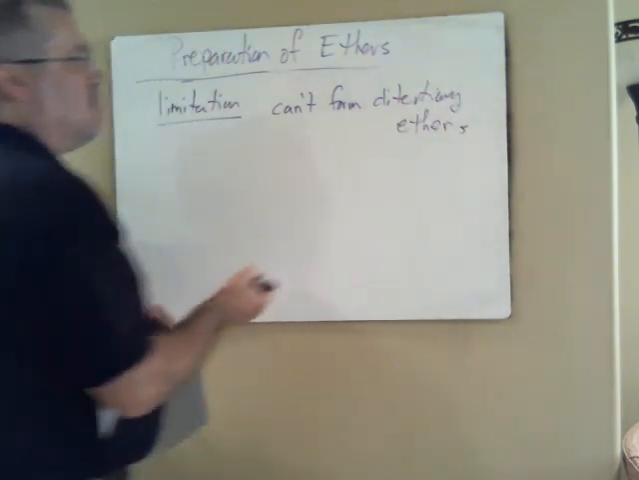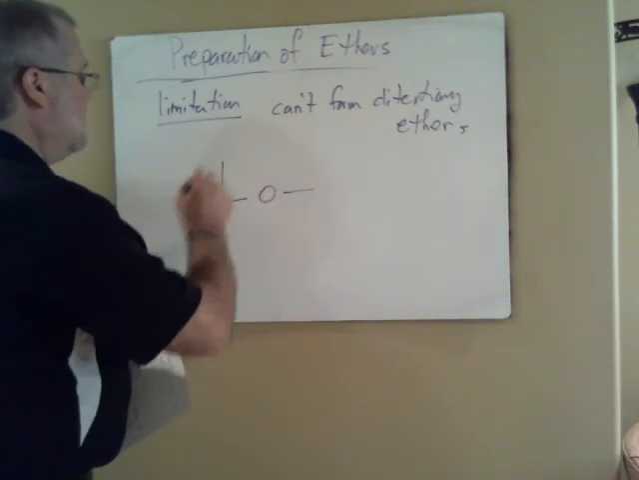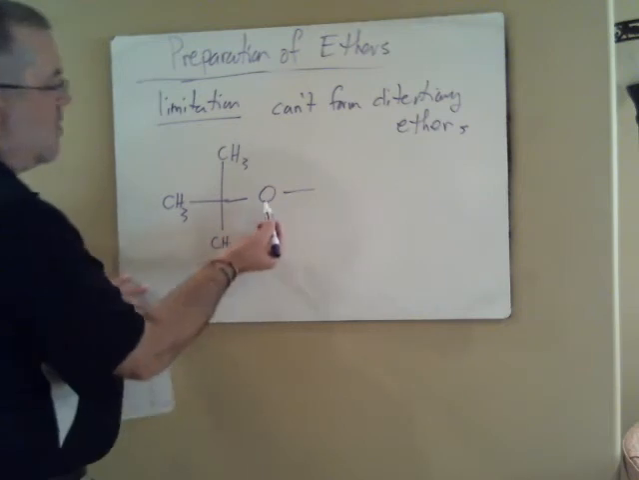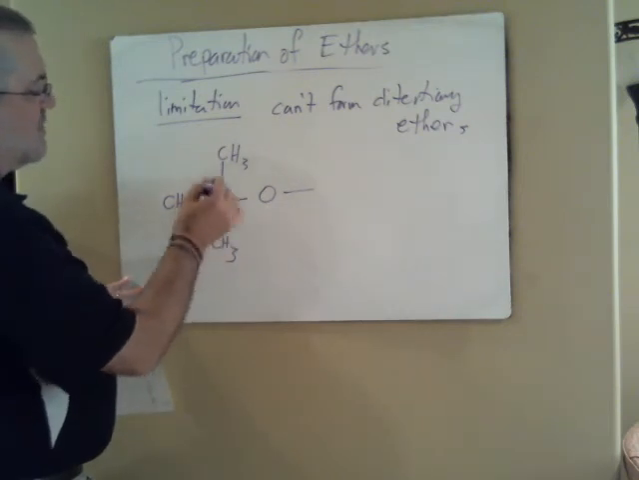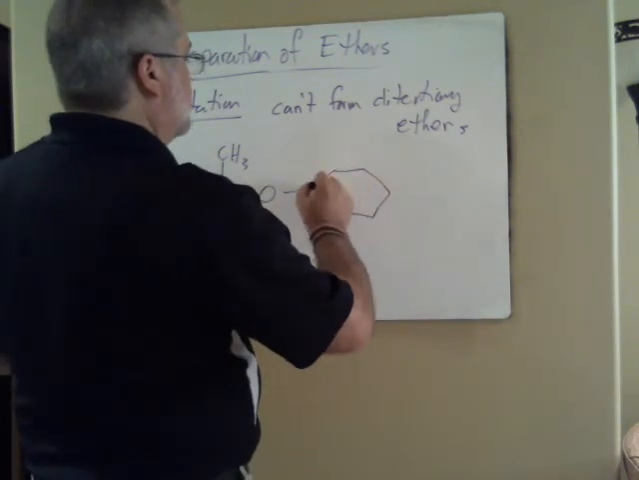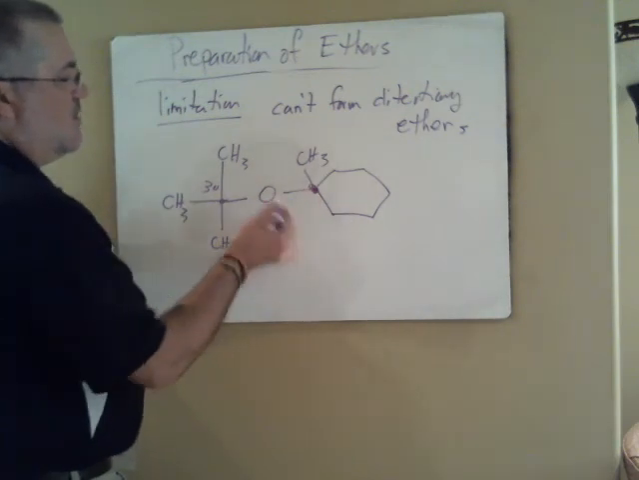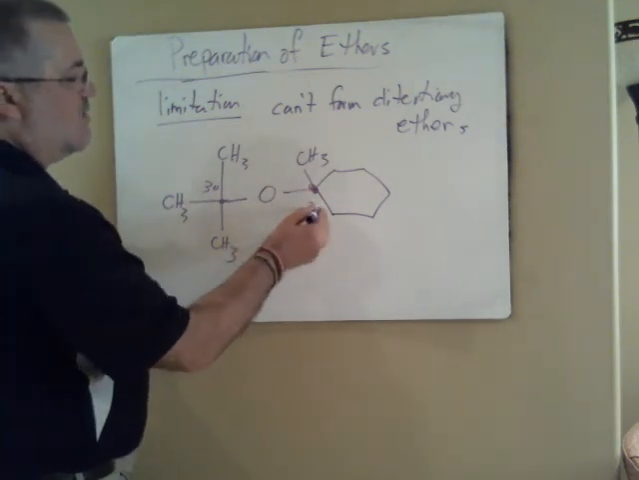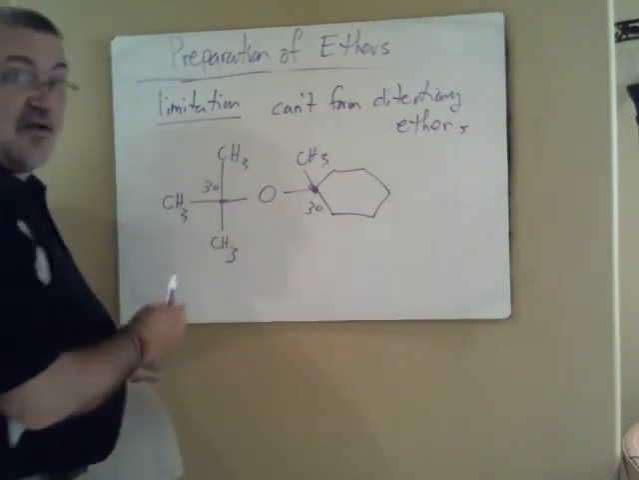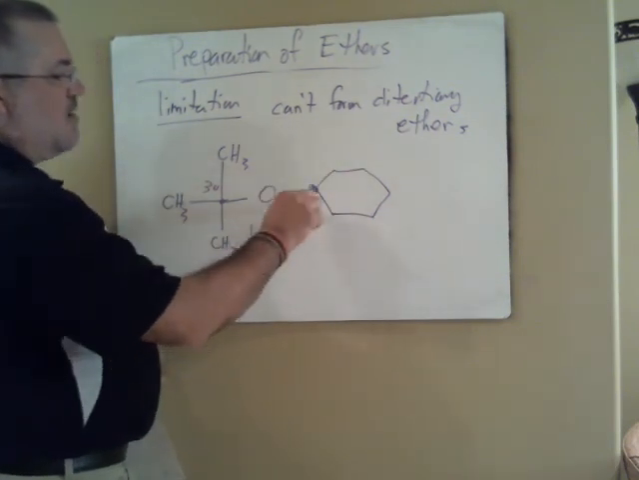Di-tertiary ethers. A di-tertiary ether would be something like this, where the residue attached to this side of the oxygen is a tertiary center, right? And the carbon attached on this side is also tertiary. You can't make a di-tertiary ether this way, okay? But if I took that methyl group off, I could make that.